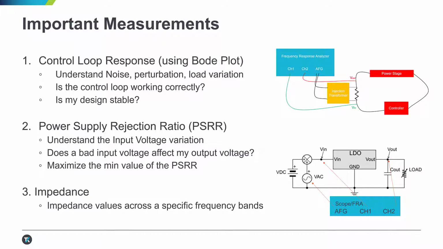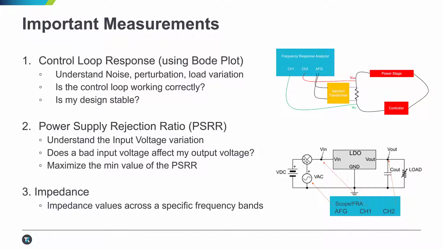So now let's understand the different measurements that are used to analyze the impedance or the response of a power supply over a frequency range. So the three most common measurements that are used are control loop response, power supply rejection ratio, and overall impedance. There are several different ways to measure control loop response.